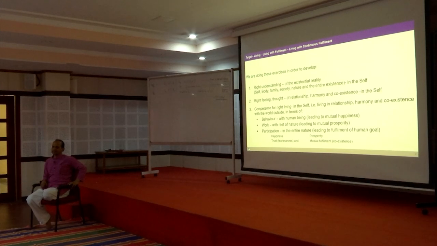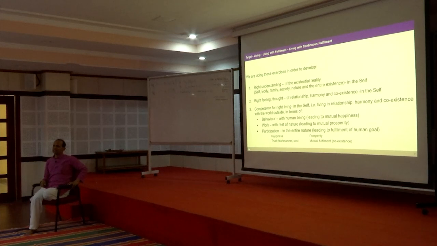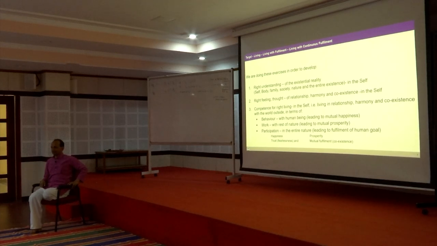But briefly, you can see that if you look at the reality, space is there, nature is there. In the nature, there are two kinds of units, conscious unit and material units. So I have to understand the whole thing. I have to understand the self, body, family, society, nature, and the entire existence. And this understanding in the self is there by the self. Understanding of existence in the self by the self. Is that fine?